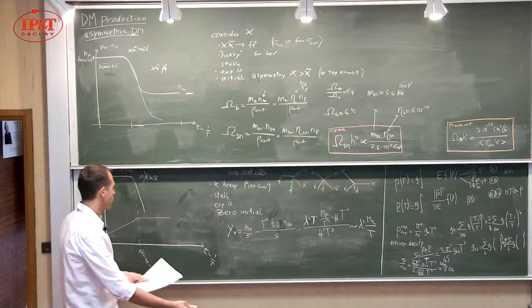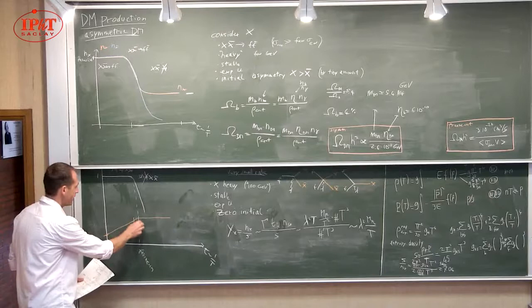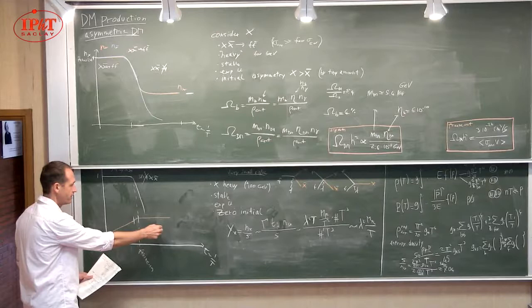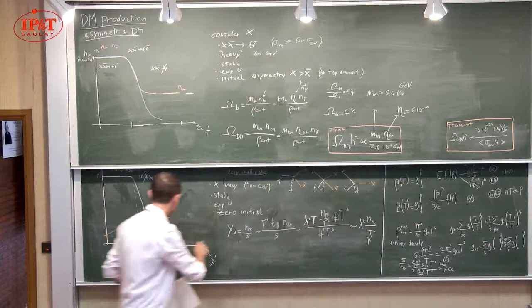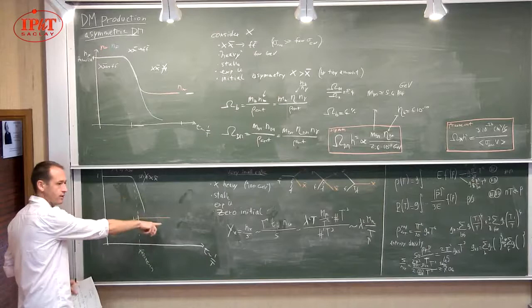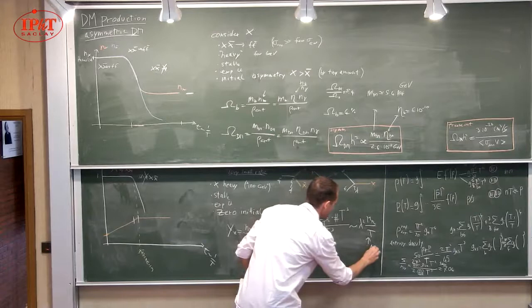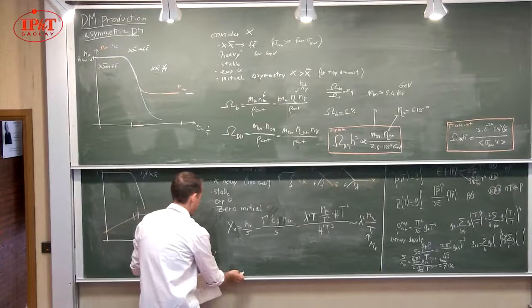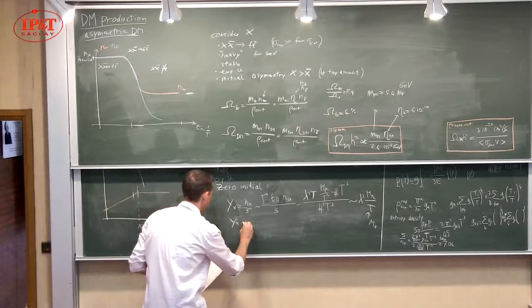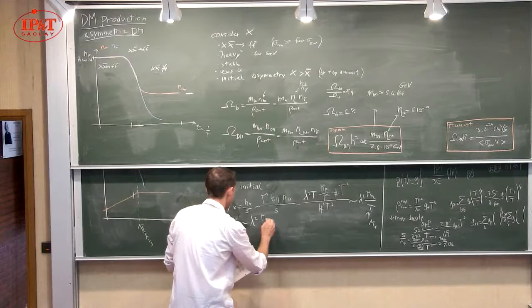So it's larger when the temperature is smaller. So basically it will happen mostly in this final range of temperature, just before freezing in. And this temperature corresponds to the mass of the particle that I'm producing, X. And so I can replace here the mass of the X particle. So I have that the yield of the particle X is roughly lambda squared times M Planck divided by the mass of X.